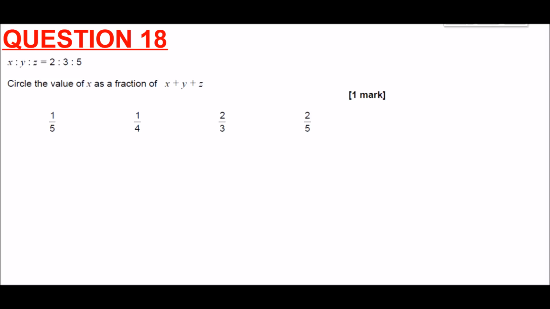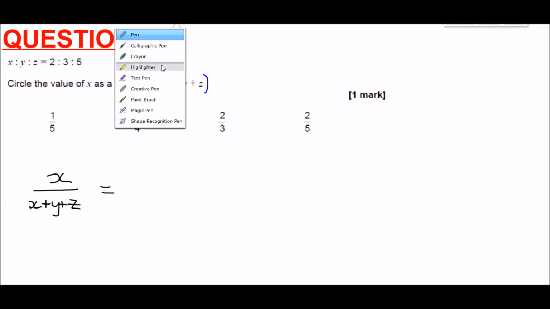Question 18, we've got x to y to z in the ratio 2 to 3 to 5. So we want to circle the value of x as a fraction of x plus y plus z. Now, whatever comes after the "of", when we're talking about fractions, tells us what the bottom number, the denominator, is. So x as a fraction of x plus y plus z could be written like this. X is on top as a fraction of x plus y plus z, which goes on the bottom.